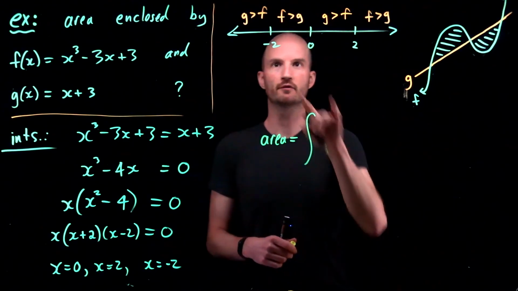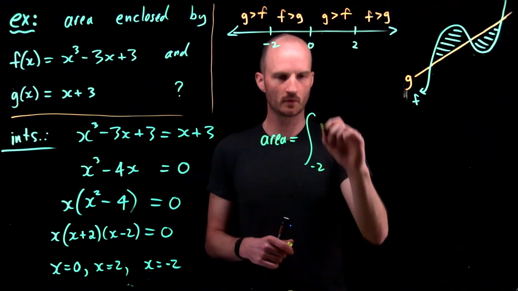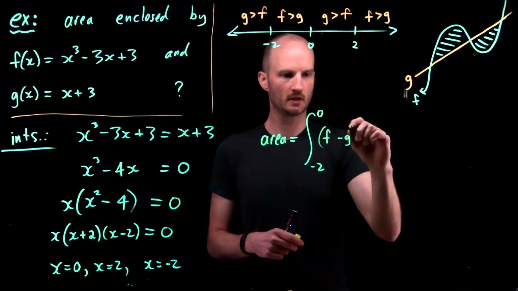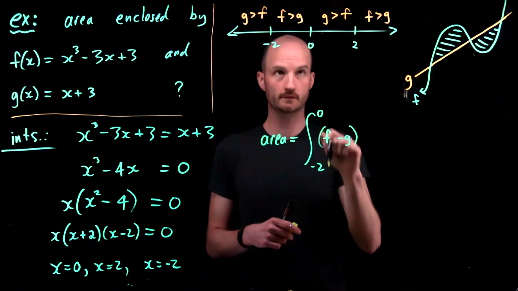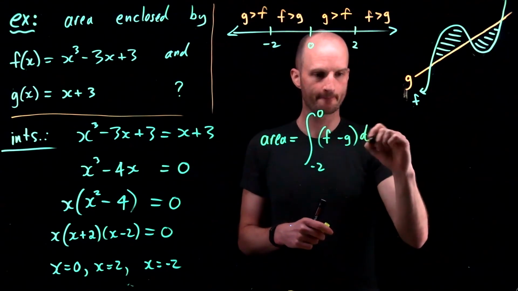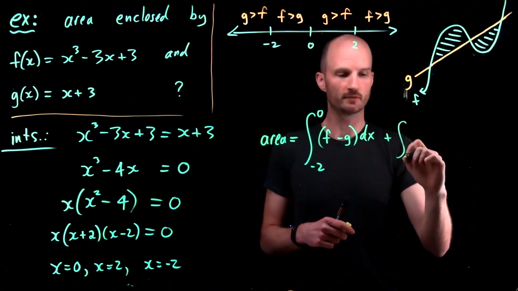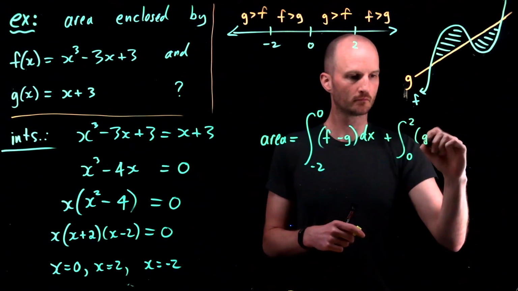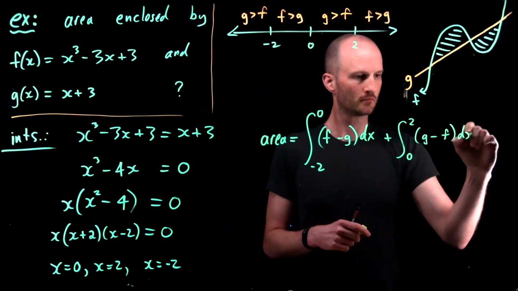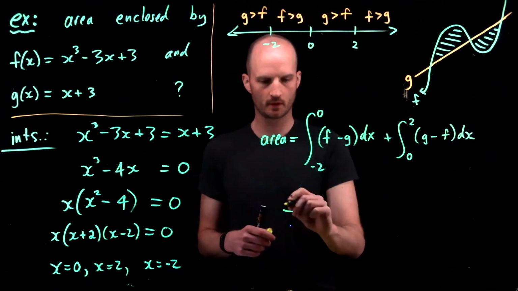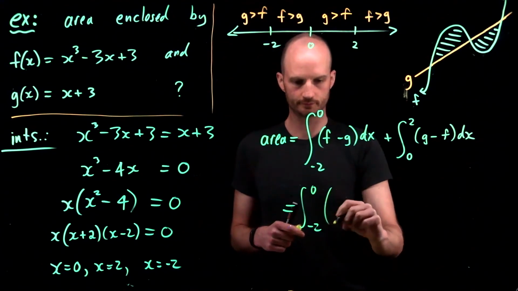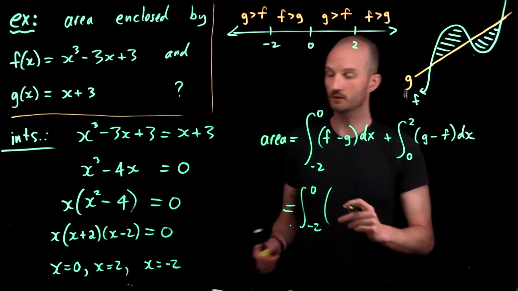So the integral from -2 to 0 of f minus g. So again, pulling this from the diagram here, plus the integral from 0 to 2 of, now it's g minus f. And then you would just plug in these functions.